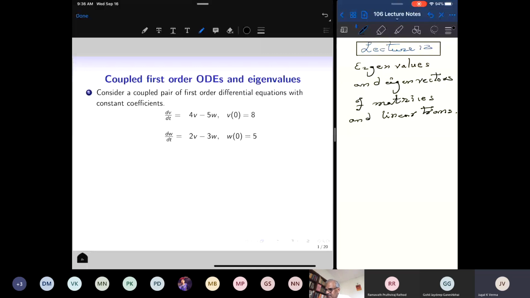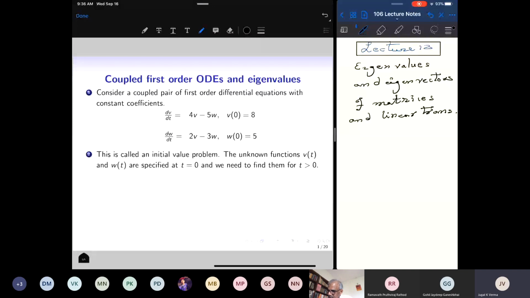So they are coupled, just like linear equations in many variables are coupled equations. Here also we have two first order ordinary differential equations where two functions are involved, and we are given the values of these two functions at time t equal to 0. v0 is 8 and w0 is 5. And we want to solve for v and w. So initial values are prescribed, so we say it is an initial value problem. The unknown functions are v and w. Initial values of v and w are specified at t equal to 0, and we want to find v and w for every t. For every time in the future, we want to understand how v and w depend on t.